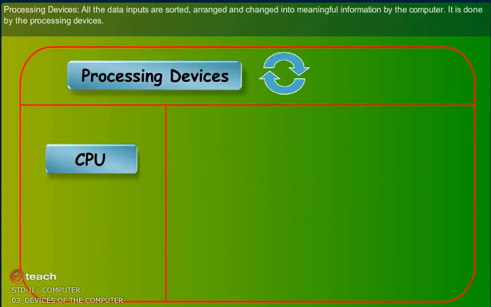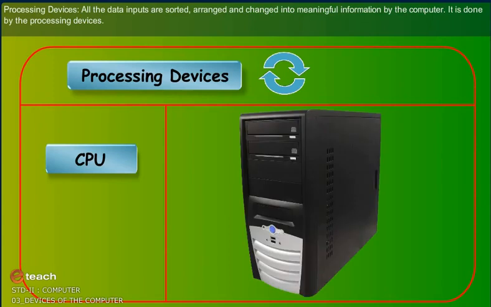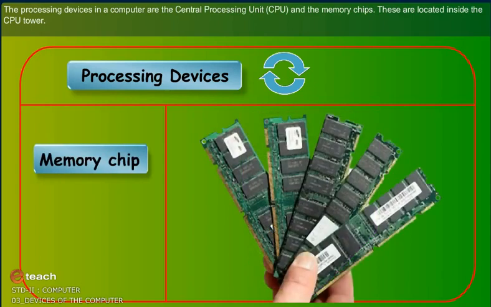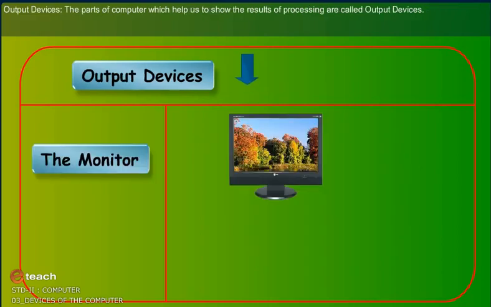Processing devices. All the data input are stored, arranged and changed into meaningful information by a computer. It is done by the processing devices. The processing devices in a computer are the Central Processing Unit, CPU, and memory chips. These are located inside the CPU tower.